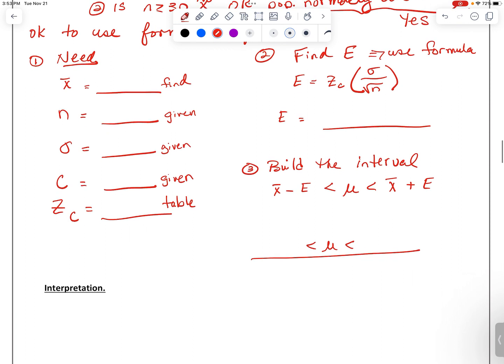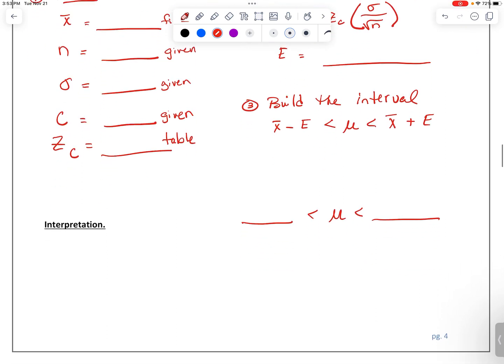Okay. Once you've done that, then I'm going to move that down just a little bit. So once you find that value, then I want you to interpret. And I want you to do the interpretation. What is the interpretation? Okay.